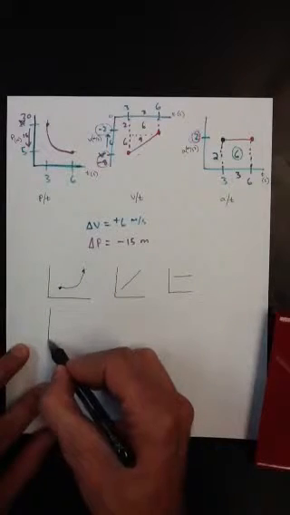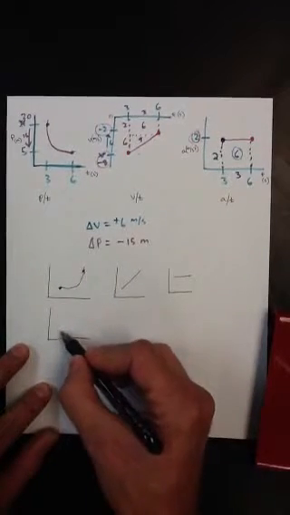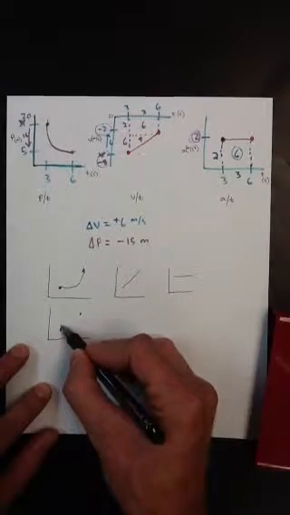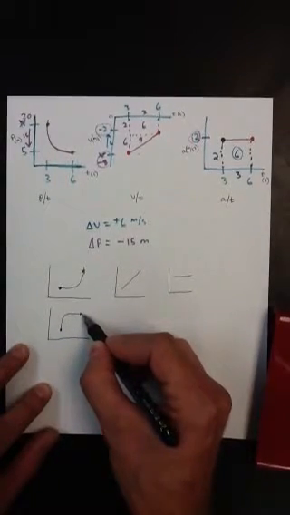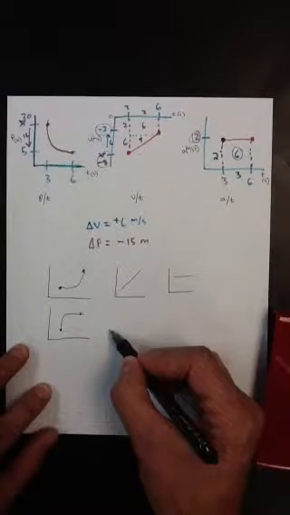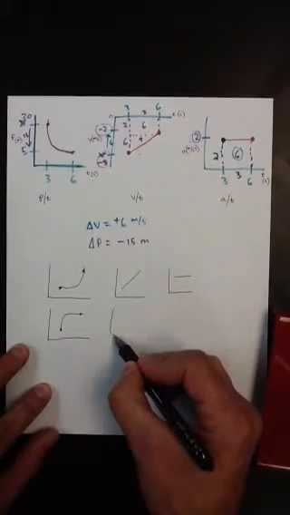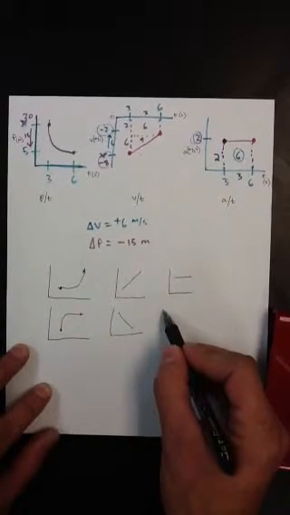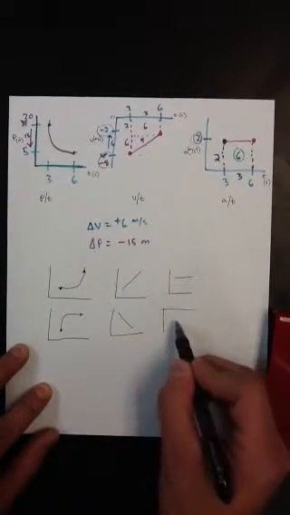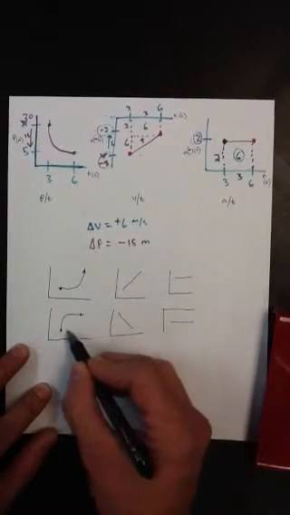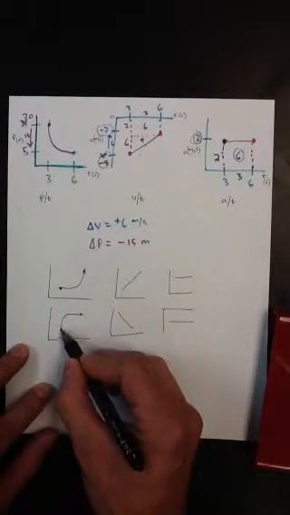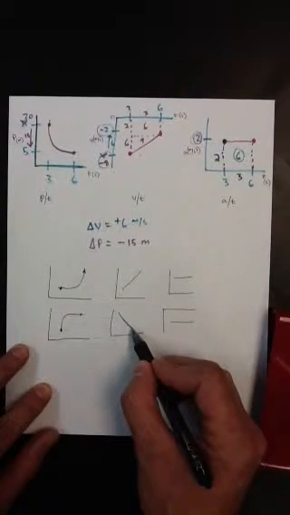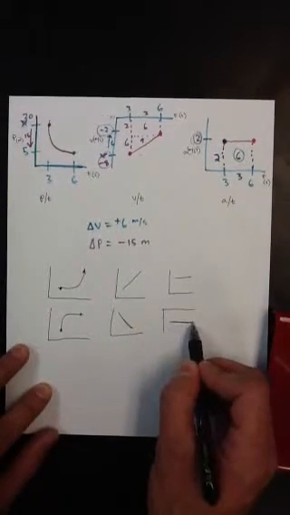An object that is slowing down in the forward direction would have a curve going up. It would go from fast to slow. The velocity time graph would be going from fast to slow, and the acceleration time graph would be negative. I'm slowing down in the forward direction, negative acceleration, constant.